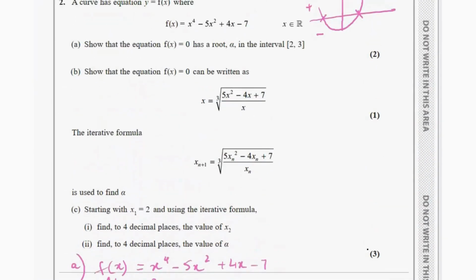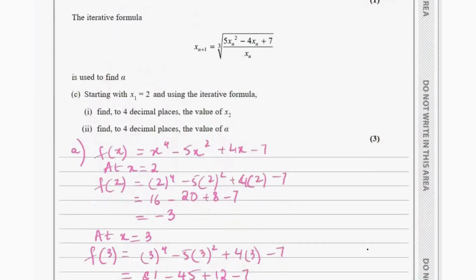Then it's stating to show that the equation f of x equals 0 can be written as x equals the cube root of (5x squared minus 4x plus 7) divided by x. So what we'll do now is, the equation is 0 equals x to the power of 4 minus 5x squared plus 4x plus 7. I'm going to move 5x squared plus 4x plus 7 to the other side.